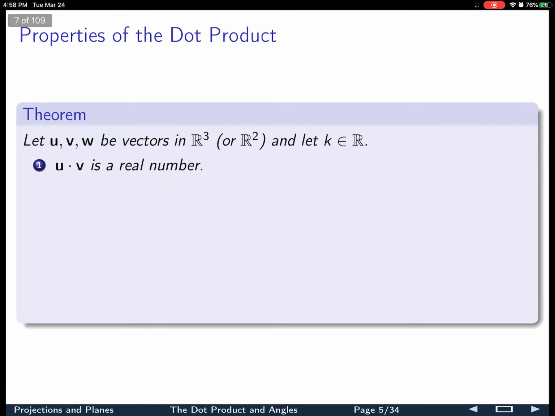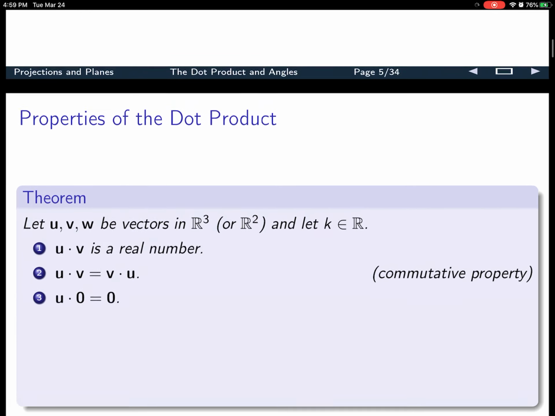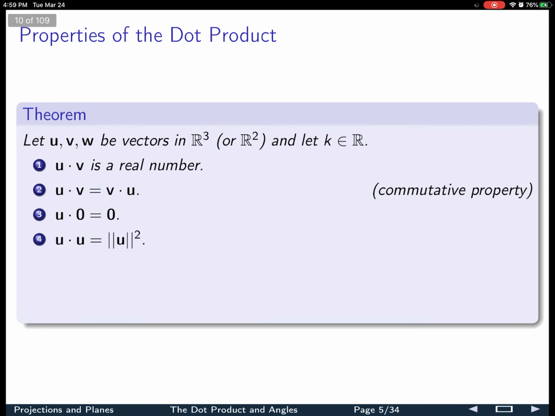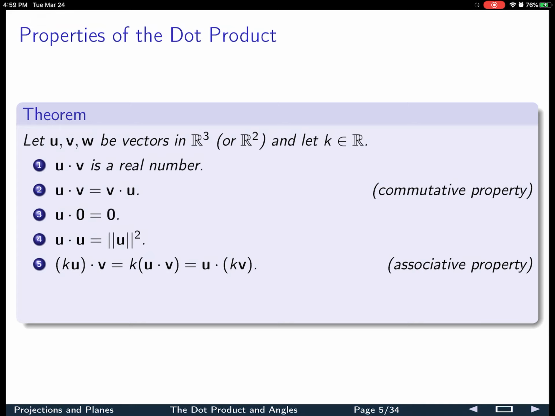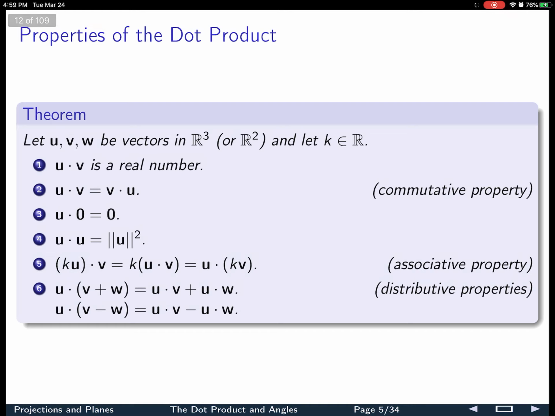All right, now we've got three vectors, u, v, and w. u dot v is a real number. Great. The dot product is commutative. Dotting any vector with the zero vector is not the zero vector, it's just zero as a scalar. The dot product of u with itself is the magnitude of u squared, or the length of u squared. We'll get to see a little bit more about why that is. I mean, really, you're just envisioning it as the hypotenuse in a right triangle. We've got associative properties. We've got distributive properties related to the dot product. So all of these properties that we know and love work with a dot product.